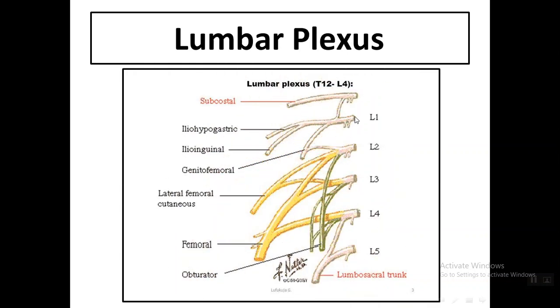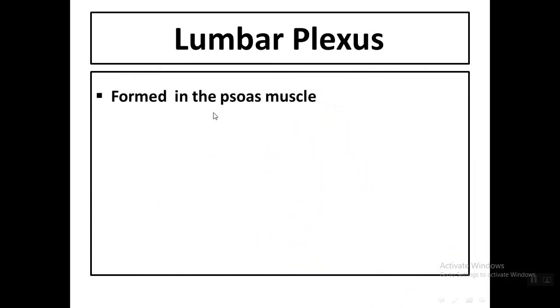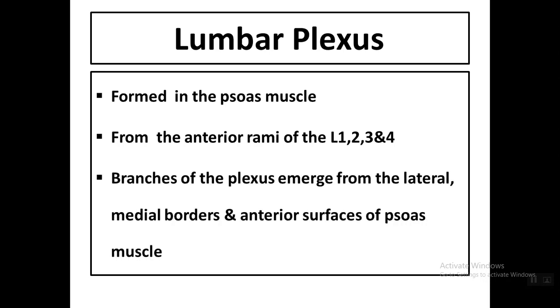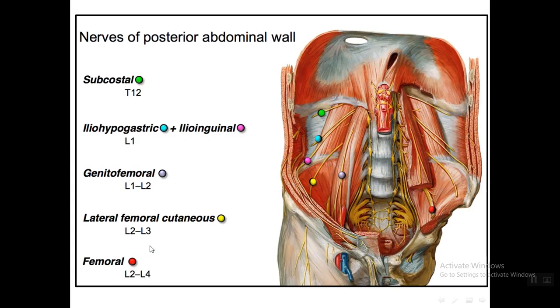It is formed from the ventral rami of the upper four lumbar nerves, L1, L2, L3, L4. Ventral rami will form this lumbar plexus. It is formed in the psoas muscle from the anterior rami of the upper four lumbar nerves, and the branches of the plexus emerge from the lateral, medial, and anterior surfaces of the psoas muscle. We see here the branches. This is the psoas major muscle.